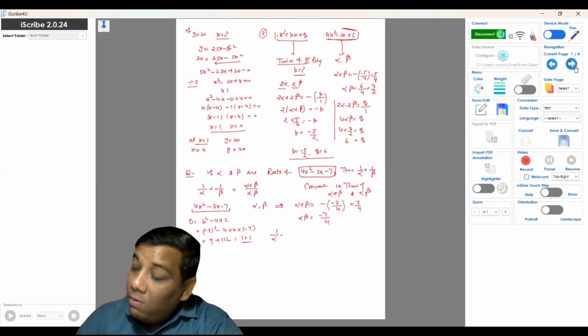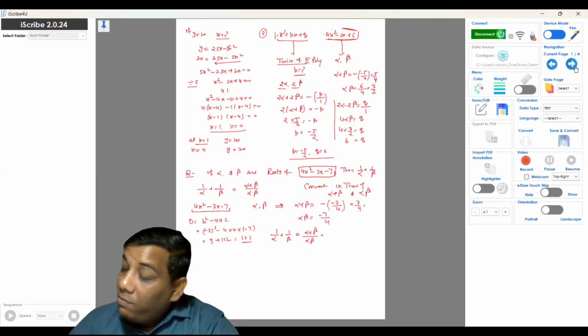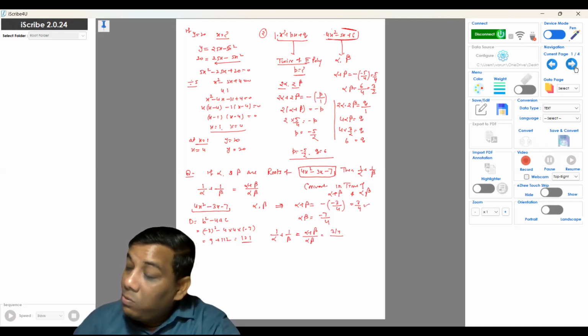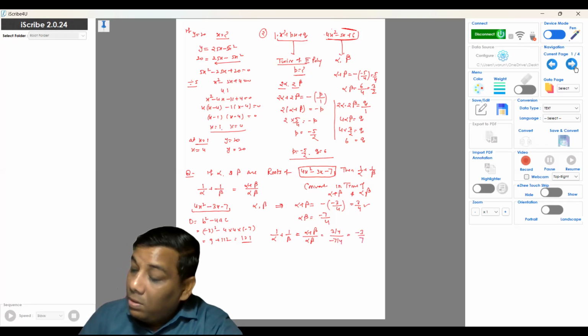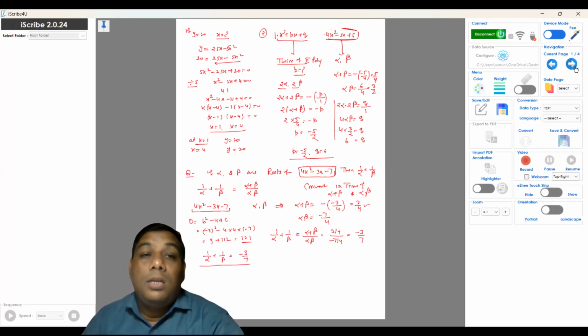Now 1 upon alpha plus 1 upon beta is equal to alpha plus beta upon alpha into beta. The value of alpha plus beta is 3 by 4. The value of alpha into beta is minus 7 by 4. Now it will become minus 3 upon 7. So 1 upon alpha plus 1 upon beta will be minus 3 by 7.